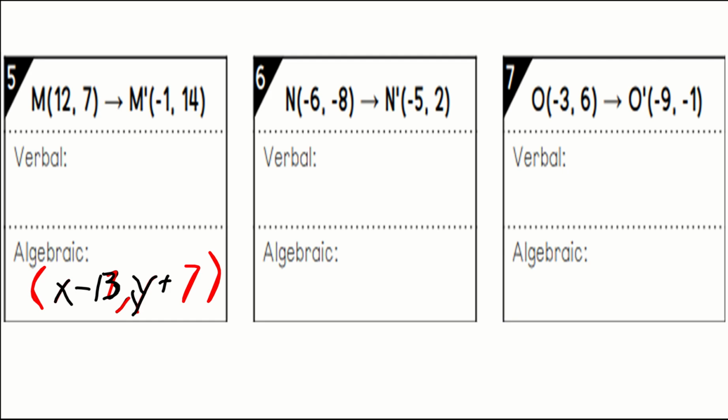All right, so verbally, we're talking about whether it goes left or right, up or down. X's are left and right. If we're subtracting, that is to the left. So that means our translation is going left 13 units. Y-axis goes up or down. If it's increasing, that's going up 7. Any questions on how that worked? All right, y'all try 6 and 7.